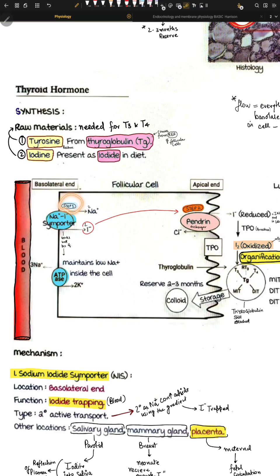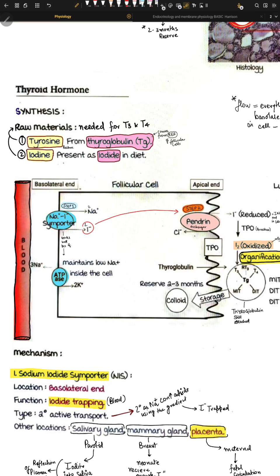So step one is that there is a port, right? There is a gate. It's called the Na, sodium iodide symporter. Symporter means sym means same. Okay, porter means it ports, it carries. So symporter means both the things are going inside. Antiporter means things are flowing on the opposite side.